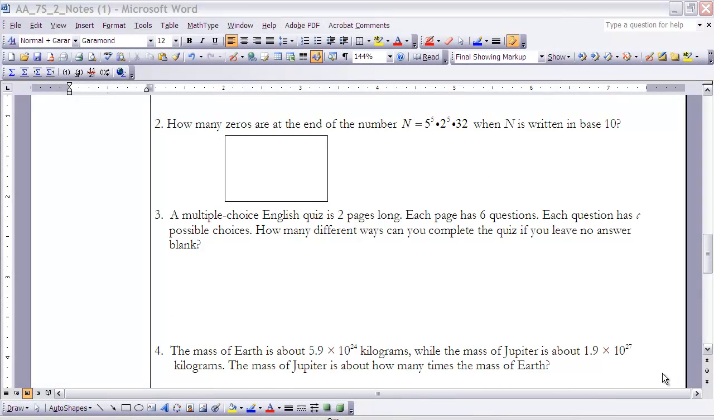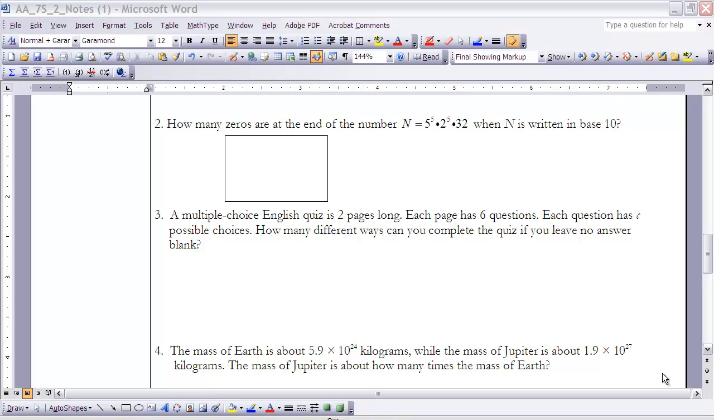So in number 2, it says how many zeros are at the end of the number n equals 5 to the 5th times 2 to the 5th times 32 when n is written in base 10. Well, I want you to think about it from the standpoint of not just plugging that into your calculator and seeing how many zeros you get. I'd prefer to think about it from the standpoint of applying our properties.